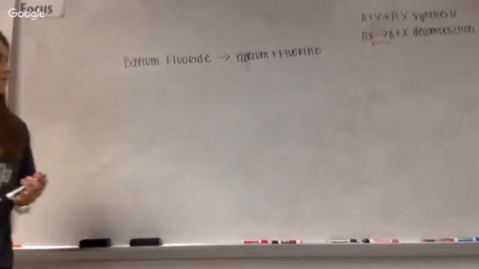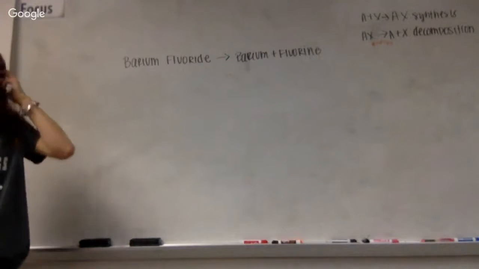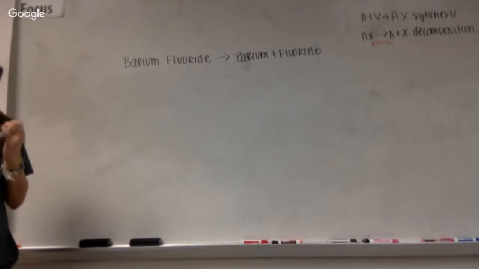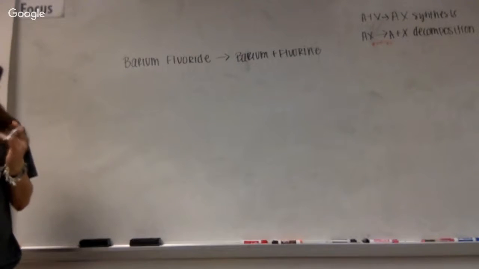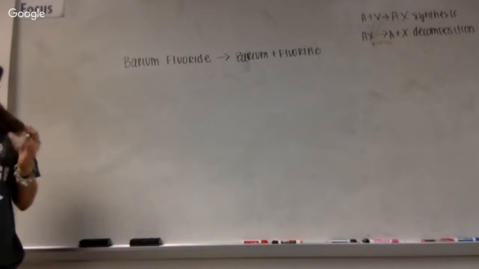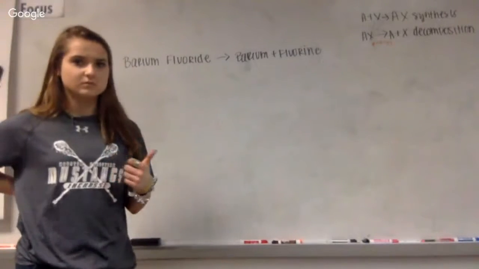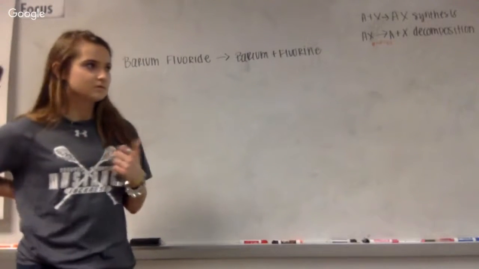Okay. I need thumbs up or thumbs down on this one. Does everyone see how the reason that it's called fluoride on the left-hand side is because it's part of a compound? And the reason that we call it fluorine is because it's by itself on the right-hand side. Can I see a thumbs up if that makes sense to you? I can see everyone. Okay.